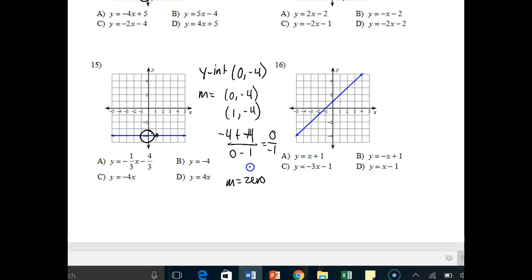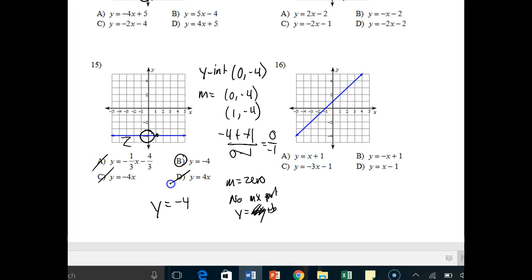And when we have a 0 slope, we should have no mx part in our y equals mx plus b equation, right? So this will essentially be gone. So it just should be y equals our y-intercept, -4, and B is our answer. That has a negative slope of 1/3. This is a 0 slope, so that's why that's wrong. This is a slope of -4. This is a 0 slope, so that's why that's wrong. This is a slope of +4. This is a 0 slope, so that's why that's wrong.